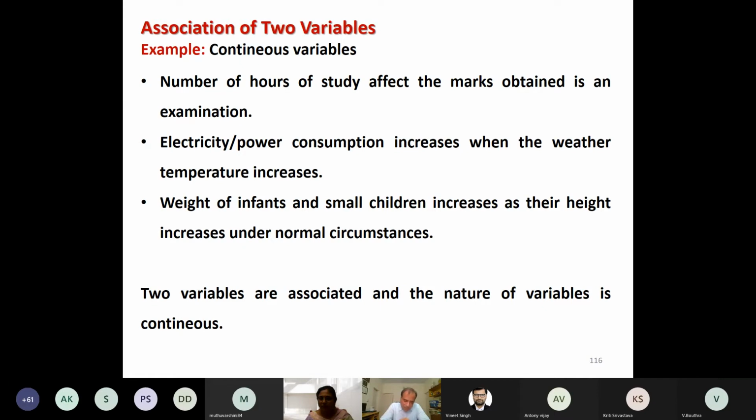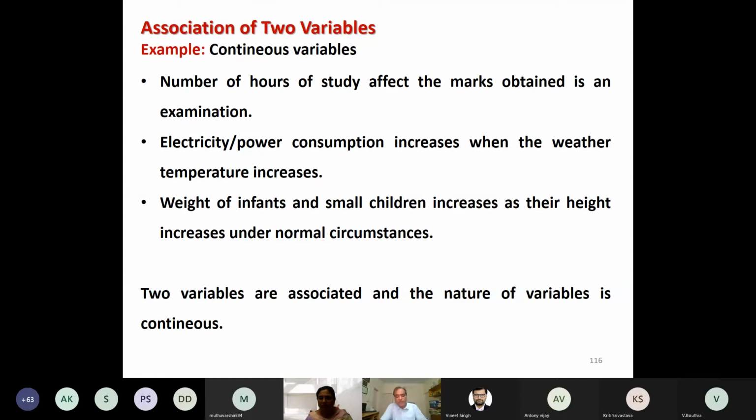And second, what you have to keep in mind is that the nature of the variables can be discrete, continuous, categorical, etc. So we are going to study here first how to measure the degree of association when the two variables are continuous and the relationship between them is approximately linear. For non-linear relationships, we have another concept of correlation ratio, but that is not so popular, so I'm not doing it here.